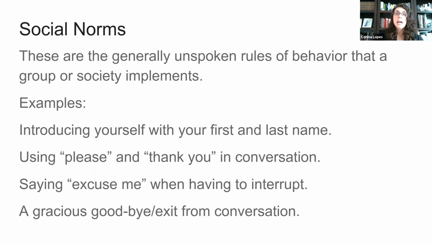These are the generally unspoken rules of behavior that a group or society agrees upon and implements. So one more time. Social norms are the usually unspoken rules of behavior that a group or society implements in order to keep order and safety and peace. So some examples of social norms include introducing yourself with your first and your last name.